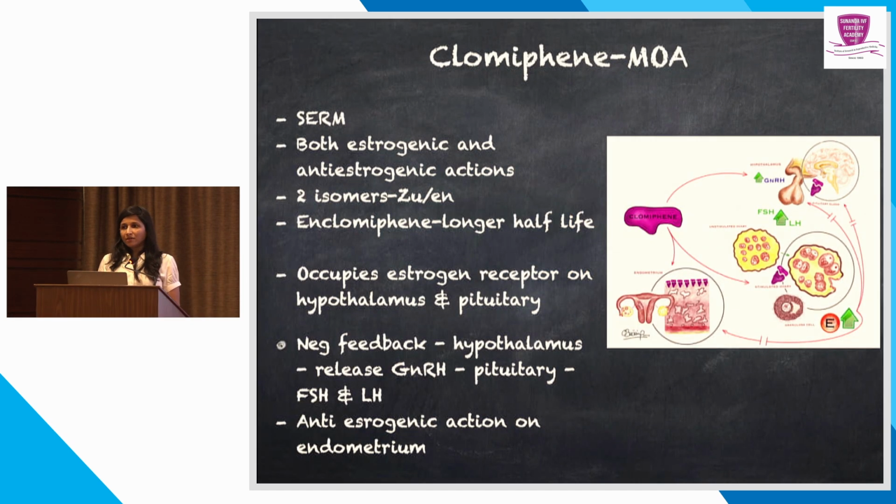Clomiphene citrate is a selective estrogen receptor modulator, and it acts on the hypothalamus-pituitary axis, where it sits on the receptor for a longer time and will increase FSH and LH. It is basically making the axis aware that E2 is on the lower side, and because of that there will be an increased amount of FSH and LH. With clomiphene citrate there are two isoforms, zuclomiphene and enclomiphene. Out of that, enclomiphene has the longer half-life. It occupies the estrogen receptors on the hypothalamus and pituitary, and this negative feedback mechanism leads to the release of GnRH, and that will increase FSH and LH.